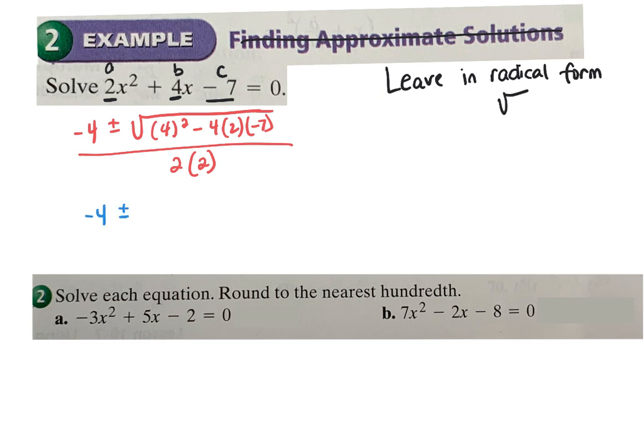Negative 4 plus or minus 4 squared is 16. Minus a negative, so it's going to end up being positive, right? So 4 times 2 times 7. What is 4 times 2? 8. 8 times 7 is 56. All over 2 times 2, which is 4. And then we're going to simplify that. Negative 4 plus or minus. You need to add the 16 and the 56. What is 16 plus 56? 56 plus 10 is 66. Plus another 6 is 72.